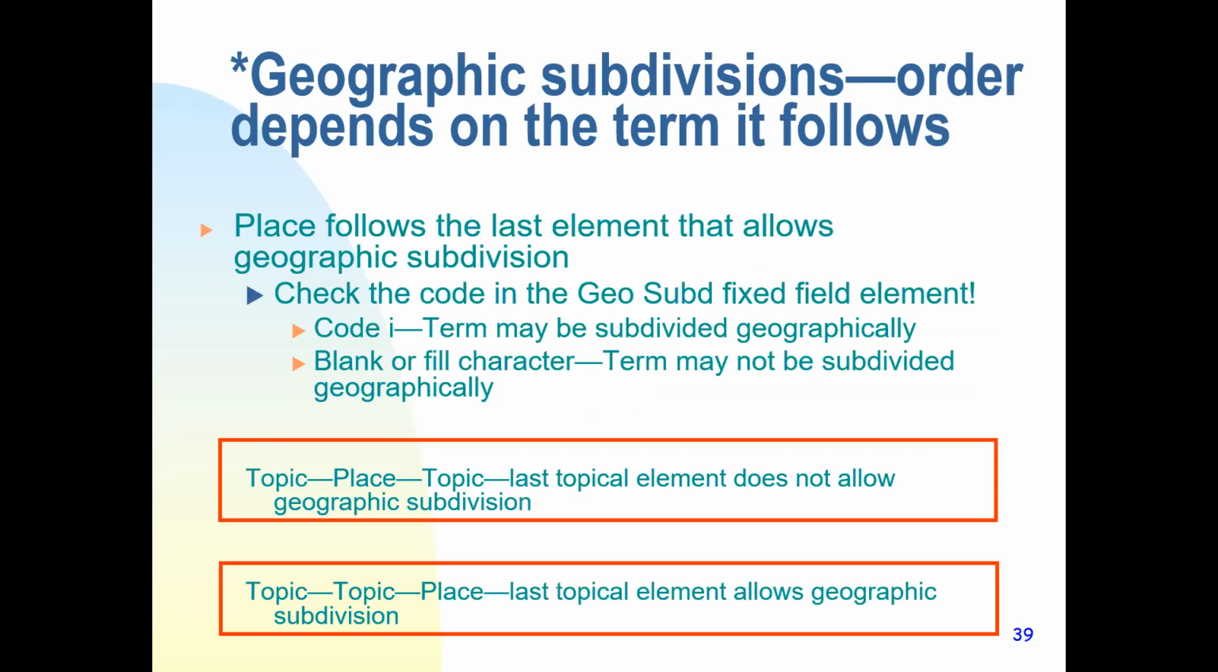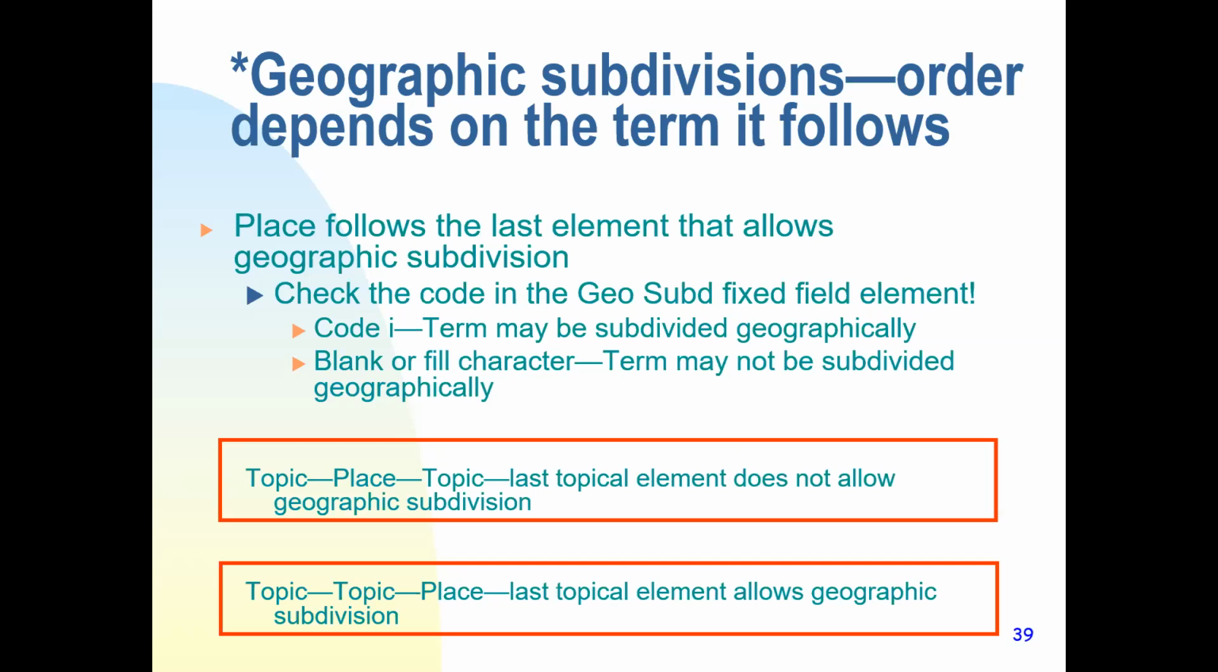So here's kind of the screen explaining that a little better with an asterisk again. So place follows the last element that allows the geographic subdivision. Check the code in the geographic subdivision fixed field element. If there's an I, then you can subdivide geographically. If there's a blank or a fill character, then you cannot subdivide geographically.